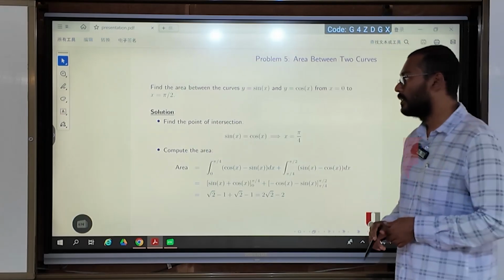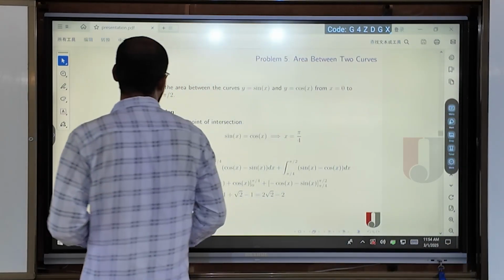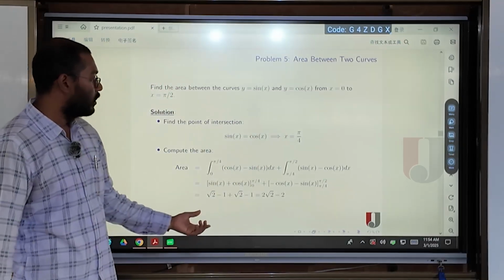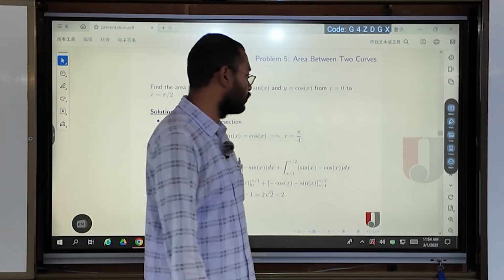So that is the ultimate answer. So the area between the curves sin x and cos x from 0 to pi by 2 is 2 root 2 minus 2.